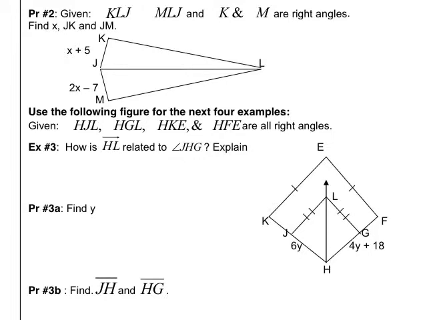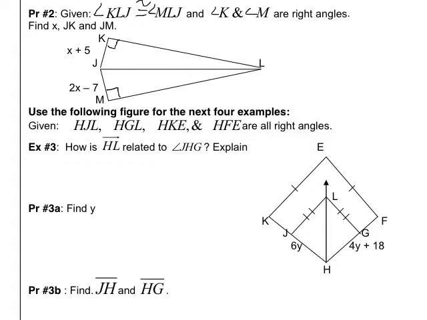Okay, practice number 2, given, and the computer didn't really let me type this all out, so I'm going to have to fill it in for you. So given that angle KLJ is congruent to angle MLJ, and angle K and angle M are right angles, find x, JK, and JM. So I'm going to let you guys do this problem, but first I want to just kind of fill in some of the information here into the drawing. So we know that this is a right angle because they say so, and this is a right angle because they say so. So just like in a proof, we're going to fill in all the stuff they tell me.